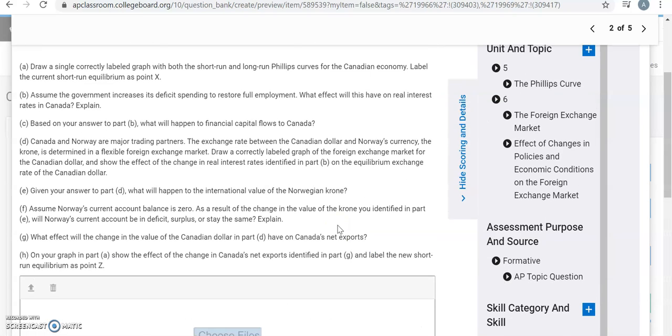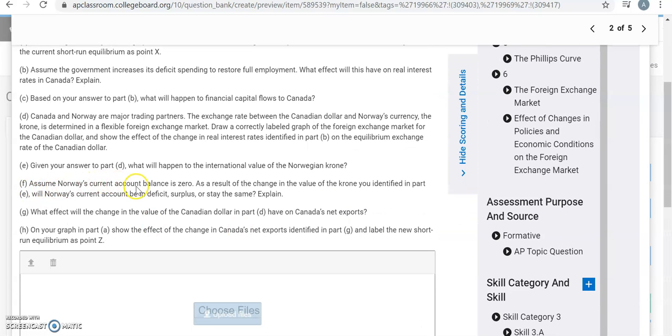Okay, part F. Assume Norway's current account balance is 0. As a result of the change in value of the krone you identified in part E, will Norway's current account be in deficit, surplus, or stay the same? All right, so let's think. So my assumption will be that it's in a deficit.